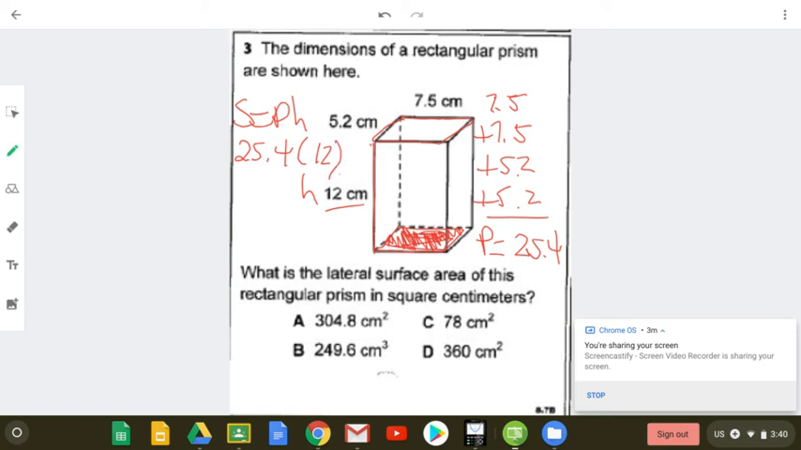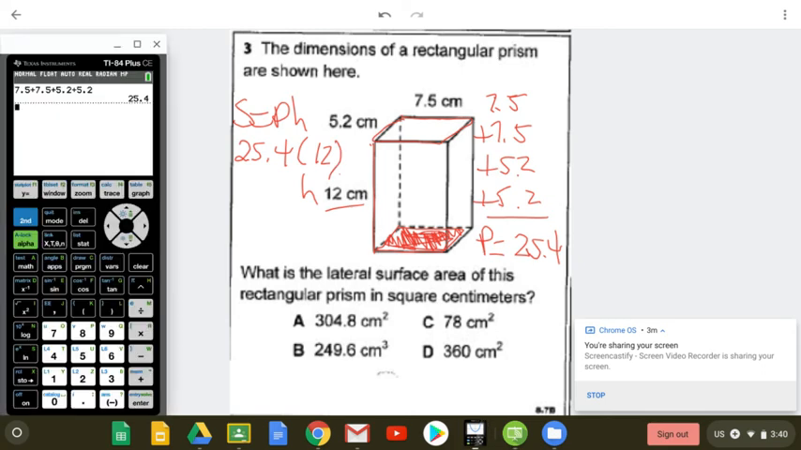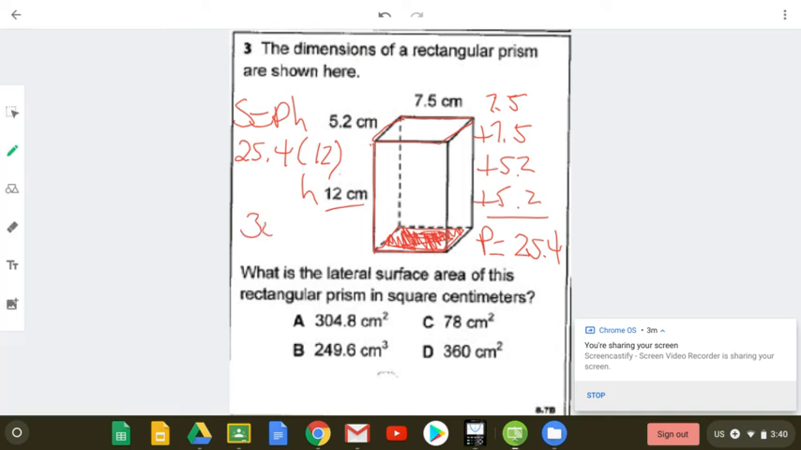All right. So now I'm going to go straight back to Mr. Dusty Calculator and do it again. 25.4 times 12 is 304.8 centimeters. And remember, it's squared because it says in square centimeters. Oh, look, there it is right there. So again, it's the value of labeling your base, labeling your height, writing the correct formula, filling it in, finding the answer, and making sure you have your units.